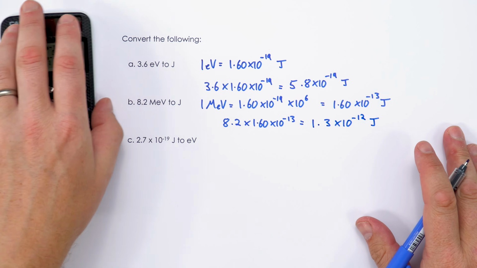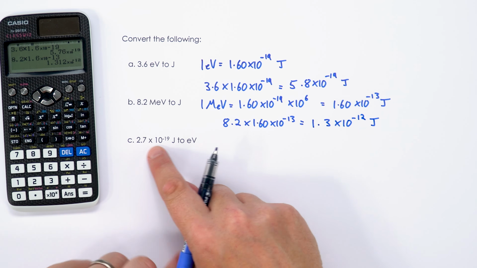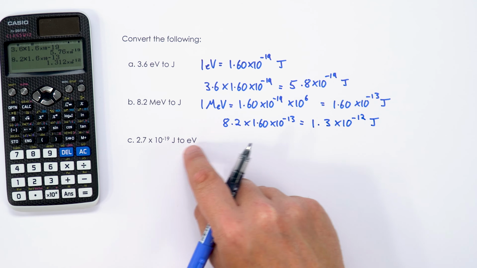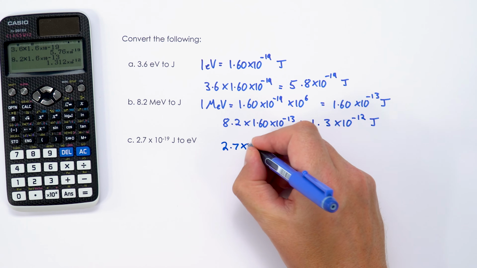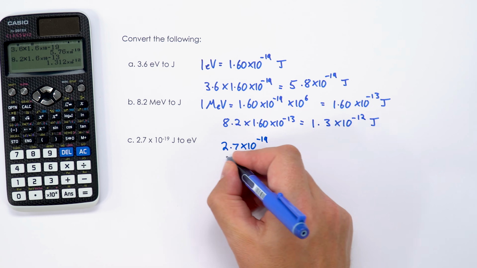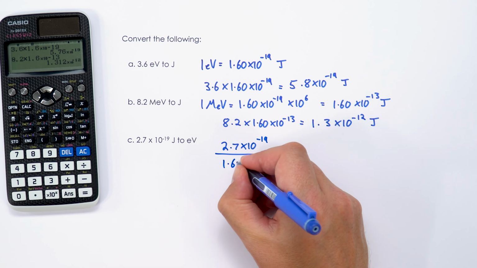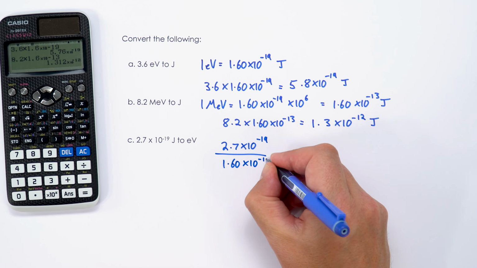And then finally, we're going to go the other way. We're going to convert from 2.7 times 10 to the minus 19 joules into electron volts. And here, rather than multiplying, we're going to divide. So we're going to divide 2.7 times 10 to the minus 19 by 1.60 times 10 to the minus 19.